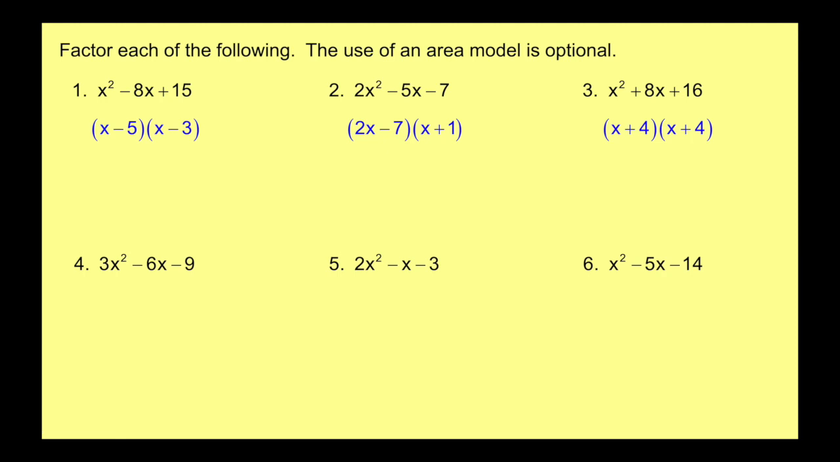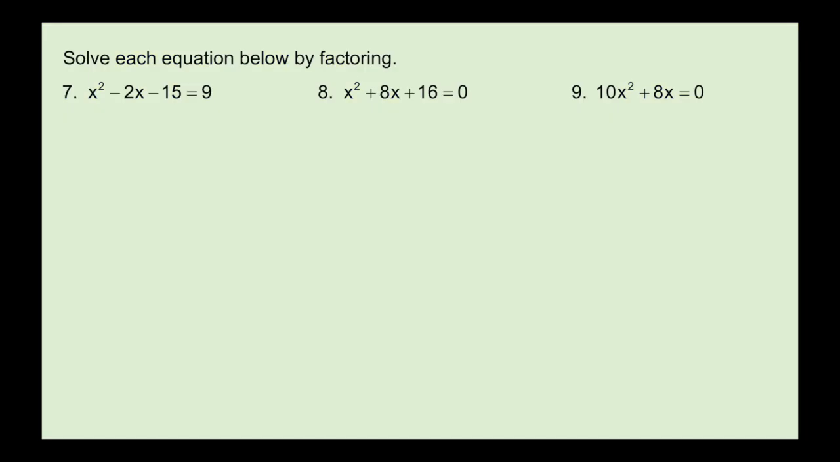And now try 4 through 6. And here are those answers. In number 4, we want to make sure to realize that there is a GCF there. So we take out that GCF first and then factor, and then we're factoring with 5 and 6. Again, make sure that you're checking each of these answers.